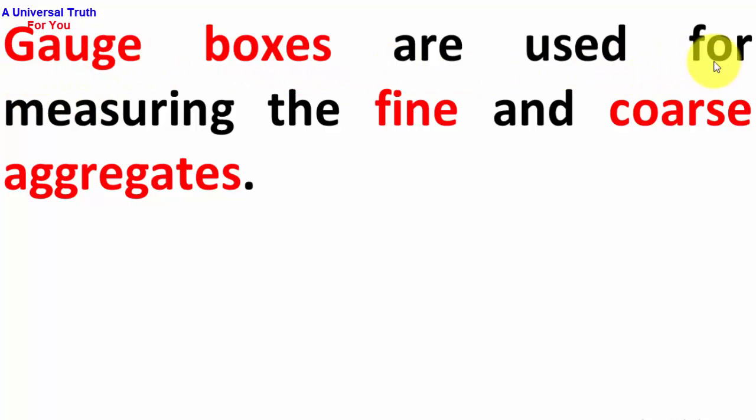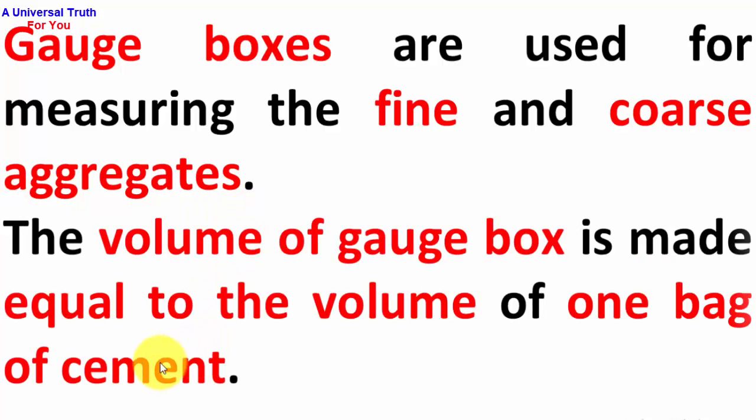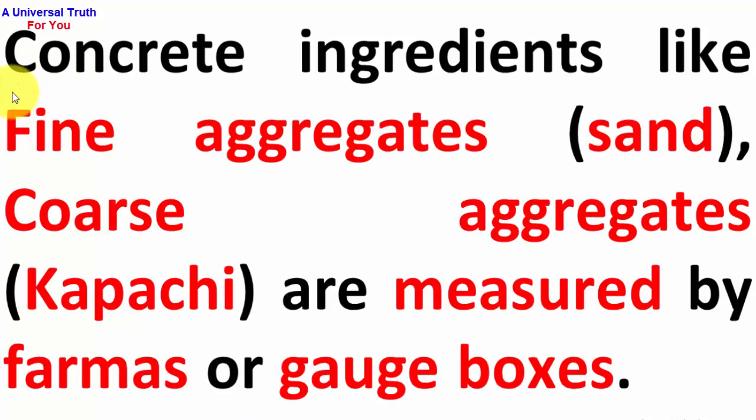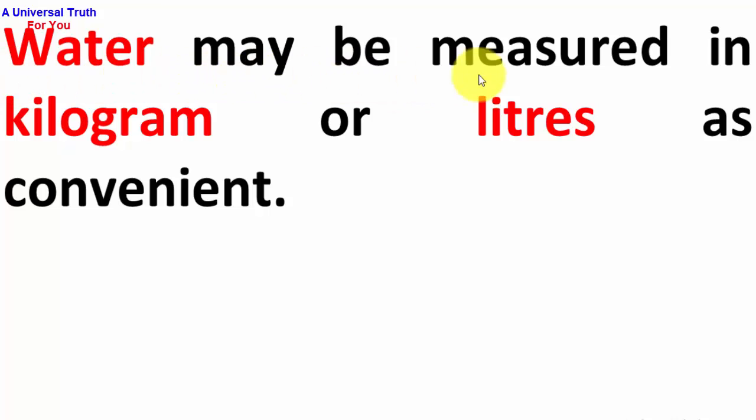Gauge boxes are used for measuring the fine and coarse aggregates. The volume of the gauge box is made equal to the volume of one bag of cement. Concrete ingredients like fine aggregates, sand, and coarse aggregates, kapchi, are measured by farmas or gauge boxes. Water may be measured in kilogram or liters as convenient.